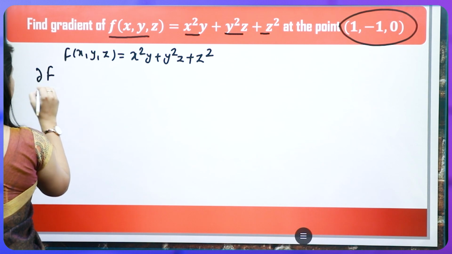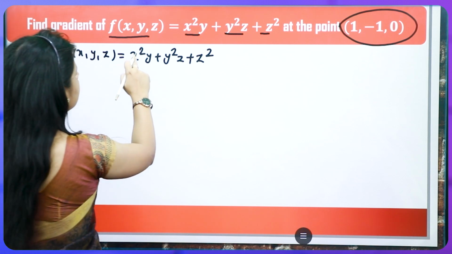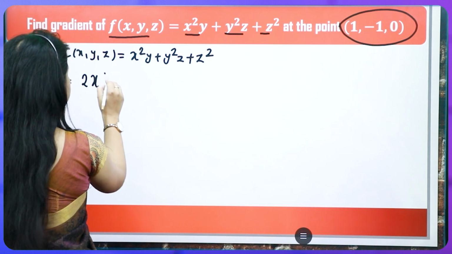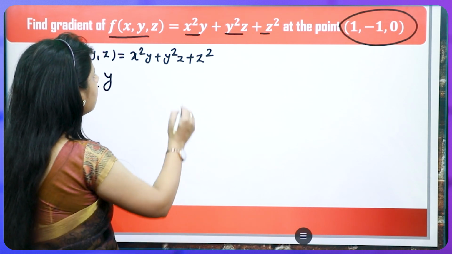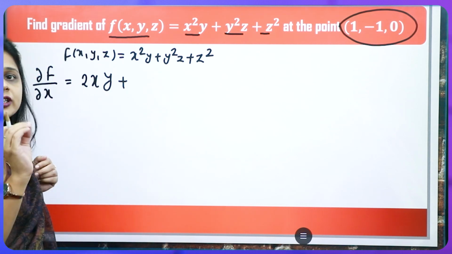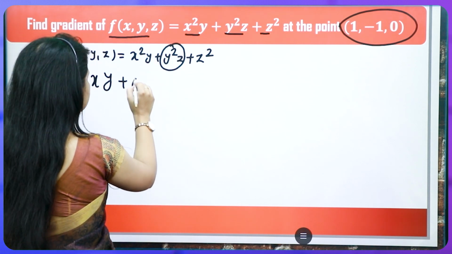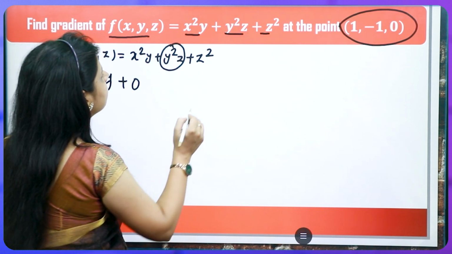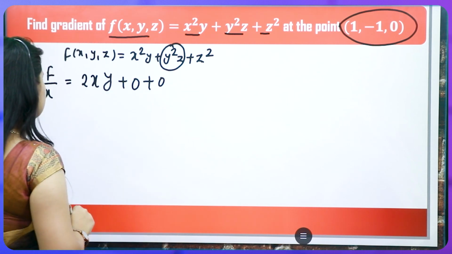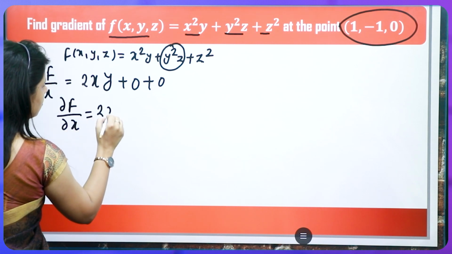So, to get del f by del x, we will differentiate this function partially. We will differentiate x square, we will get 2x, and as we are doing partial differentiation, this y will remain as it is. When we differentiate y square z partially with respect to x, both will be treated like constants. So, this differentiation is 0, and when we differentiate z square partially with respect to x, this differentiation is also 0. That means, the value of del f by del x is 2xy.